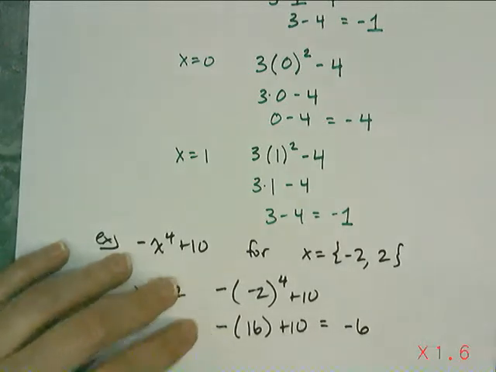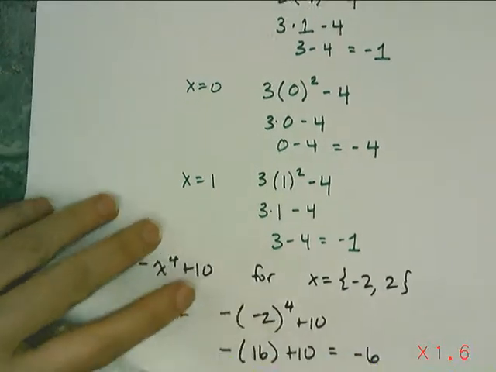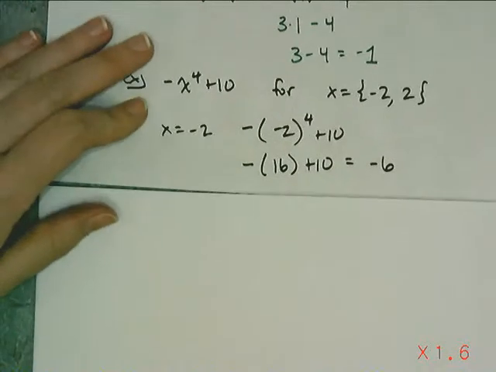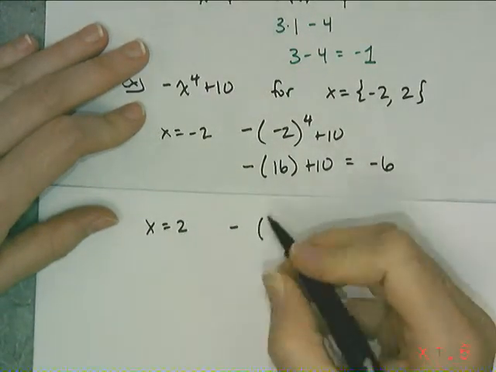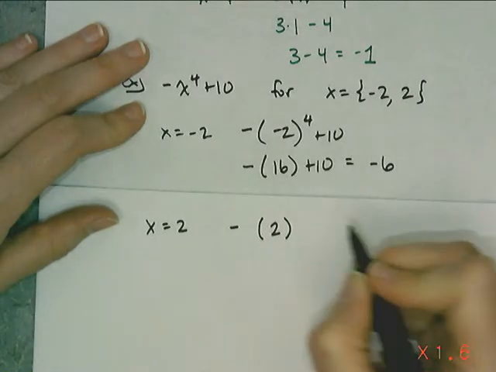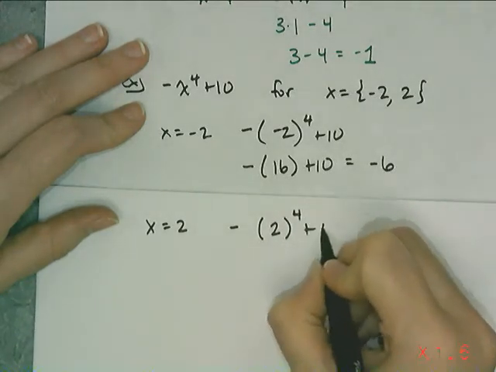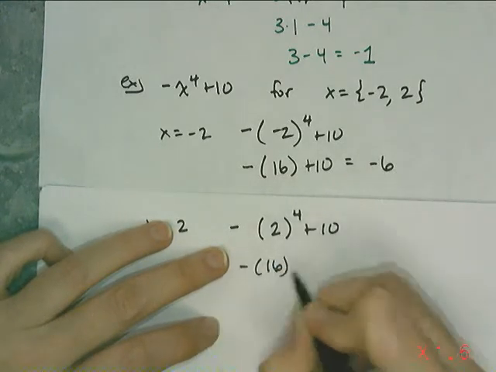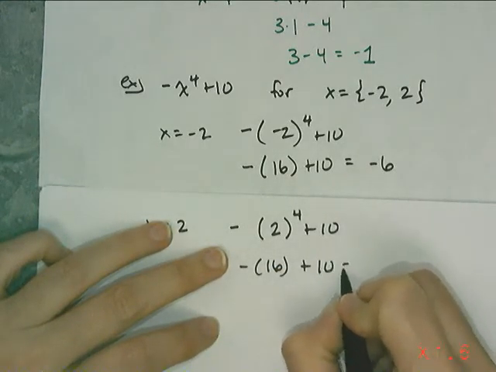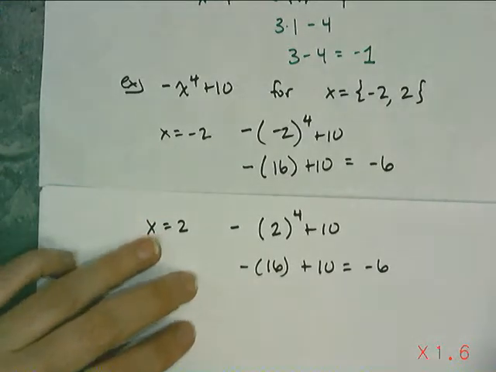So I have the negative sign there, a positive 16, and a plus 10, which gives me -6. Okay. And if I do the same thing for x equals 2, negative sign outside, 2 in parentheses, to the 4th, plus 10. Well, 2 to the 4th power is a positive 16. Negative sign on the outside, plus 10, gives me -6.